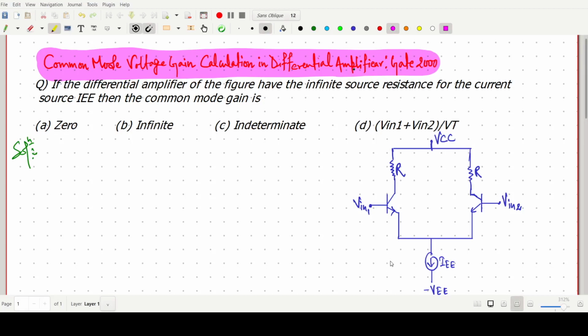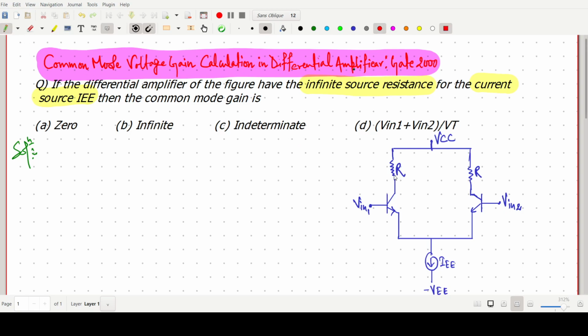Welcome everyone. In this video lecture, we will solve a GATE 2000 question based on the differential amplifier, in which we have to find the common mode gain. In this question, a differential amplifier is given in which the source resistance of the current source is given as infinity. This is a very vital thing given: infinite source resistance of a current source IE. Okay, so we have to find the common mode gain.